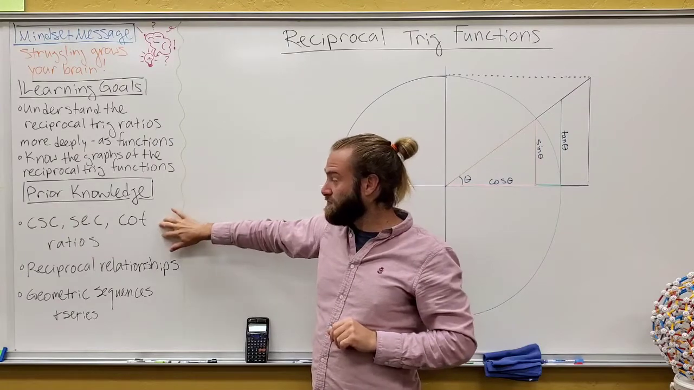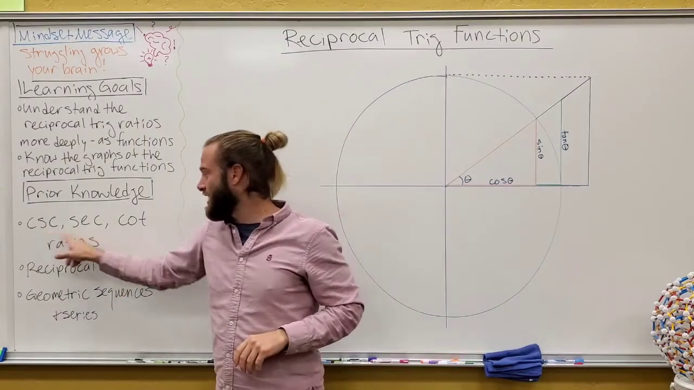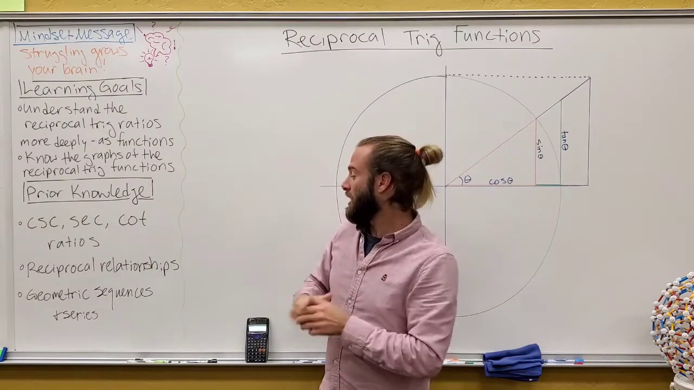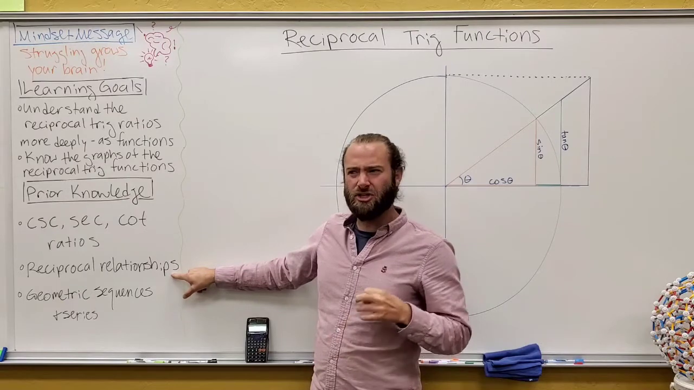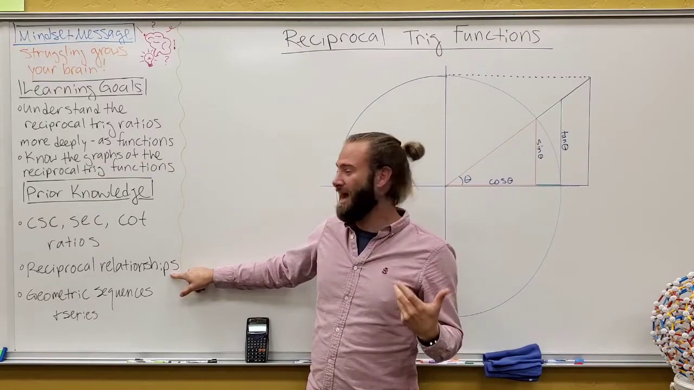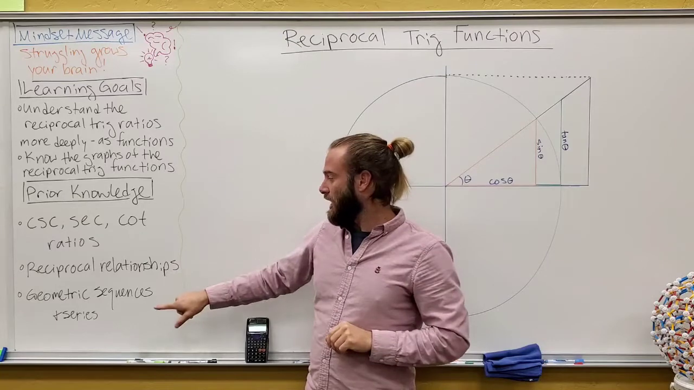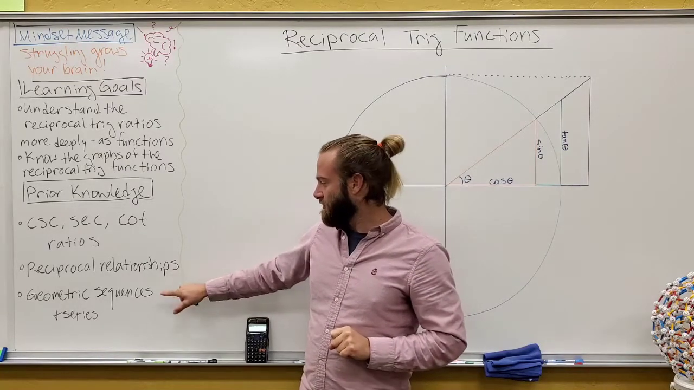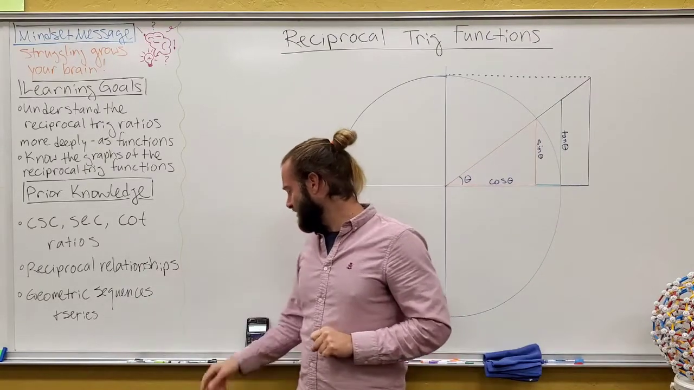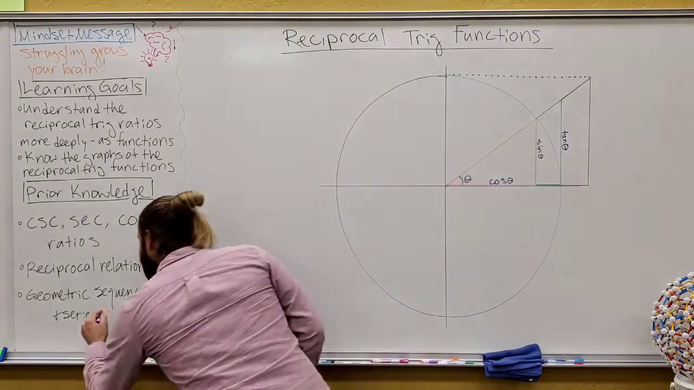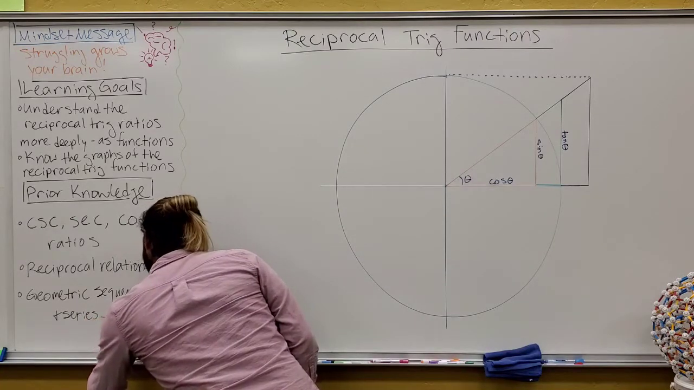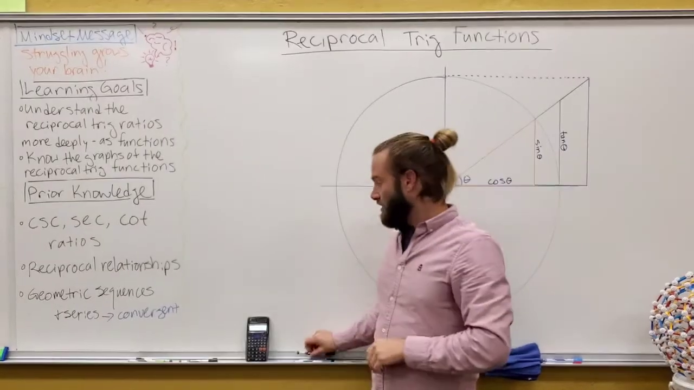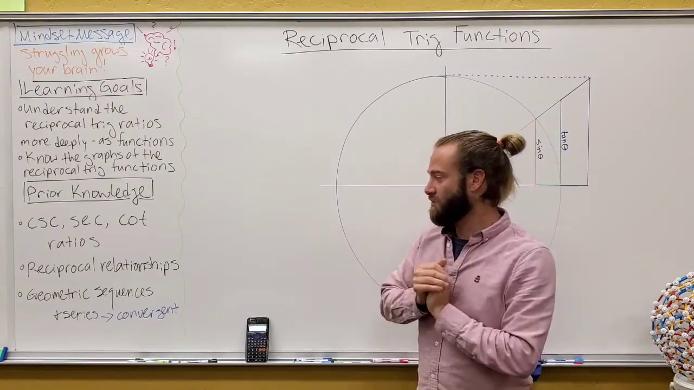Prior knowledge for today would be to know those reciprocal ratios. So cosecant, secant, and cotangent, it's important to remember those as ratios. It's important to remember relationships you've learned when you've studied reciprocals in the past. We'll bring some of that back up. And then there's one thing we're going to do at the end that's going to be helpful to remember information about geometric sequences and series, and I'll add in here, especially when they're convergent. And that's something you would have learned in Algebra 2 course or an advanced algebra course.